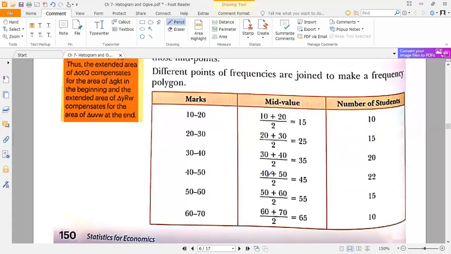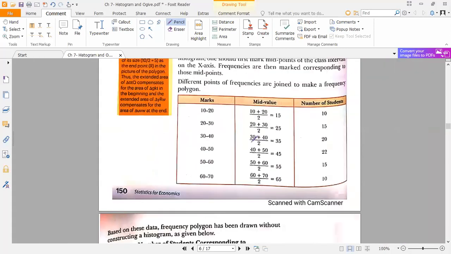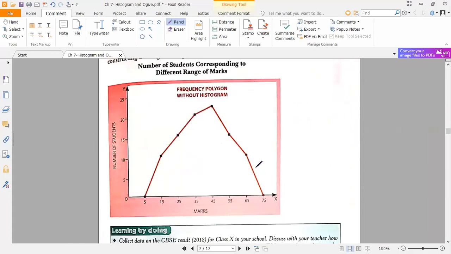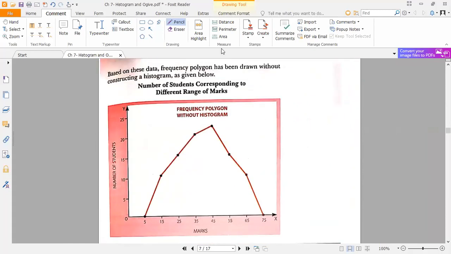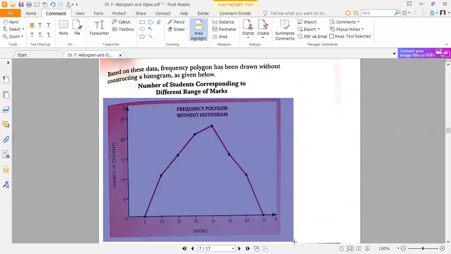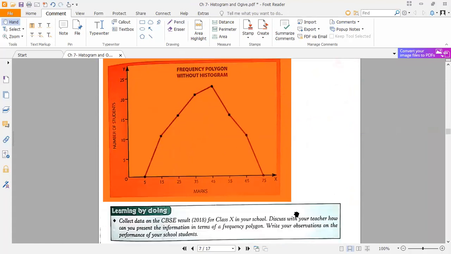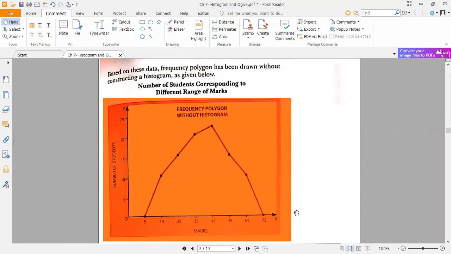So let's see the solution. This is how you are going to find out the mid values first. And then against the mid values, you will be plotting the diagram like this. So this is how your frequency polygon without histogram is going to look like. And join the dots only with the help of scale. Do not trust your hands, and do not make it without using scale. So this is how your frequency polygon without histogram is going to look like.